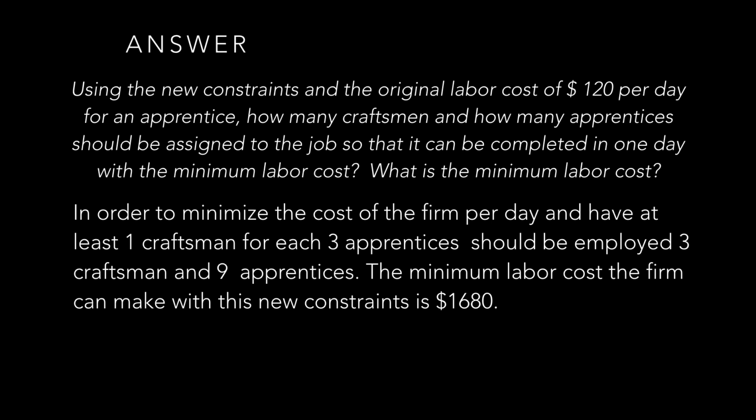The minimum. Using the new constraints and the original labor cost of $120 per day for apprentice, how many craftsmen and how many apprentices should be assigned to this job so that it can be completed in one day with the minimum labor cost? What is the minimum labor cost? In order to minimize the cost of the firm per day and have at least one craftsman for each 3 apprentices, should be employed 3 craftsmen and 9 apprentices. The minimum labor cost the firm can make with this new constraint is 1,680.